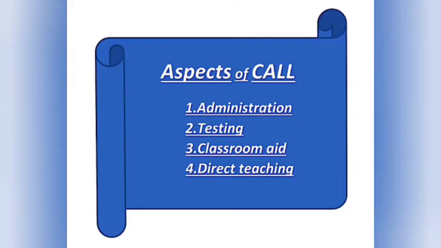So come and let's find what things an administration or a teaching learning institute can do by using this type of technology. Come and let's see. Here you can see the four aspects of CALL. The first one is administration, second one is testing, third one is classroom aid, and fourth one is direct teaching. How we use CALL in the administrative field, in testing, classroom and direct teaching, we are going to discuss in detail.